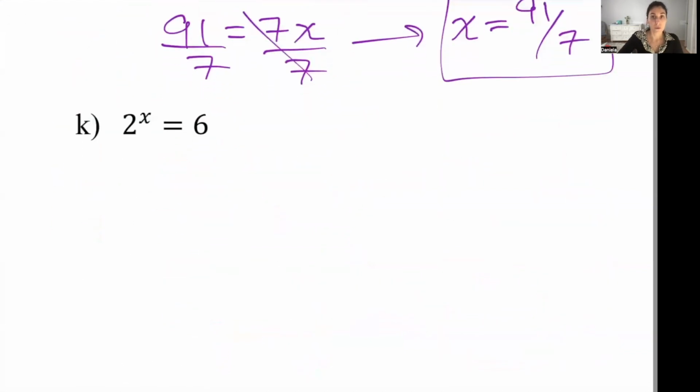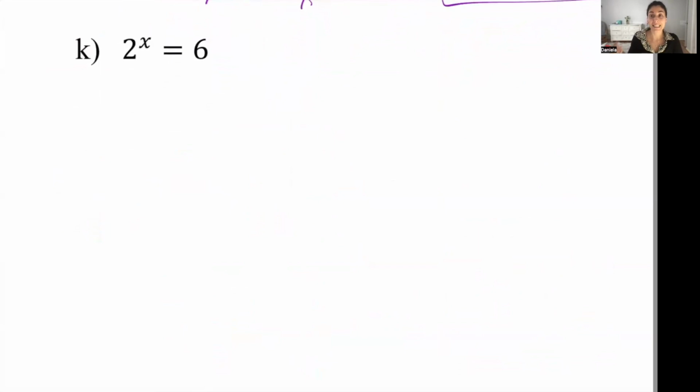All right, so what happens if you have x in the exponent? I can't divide both sides by 2. That's what a lot of people do. Dividing both sides by 2 is if you have 2 times x. Then the opposite of multiplication is division. But again, what's the opposite of exponents? Log. They go hand in hand.